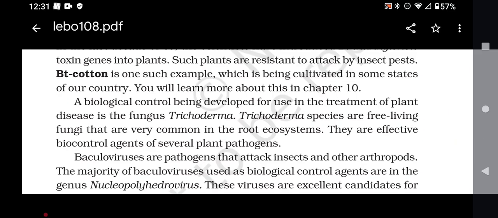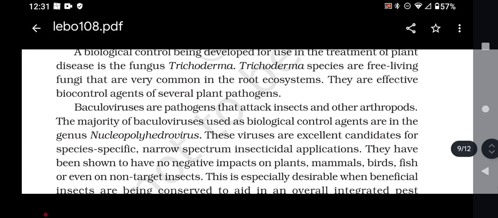A biological control being developed for use in the treatment of plant disease is the fungus Trichoderma. Trichoderma species are free-living fungi that are very common in root ecosystem. They are effective biocontrol agents for several plant pathogens.